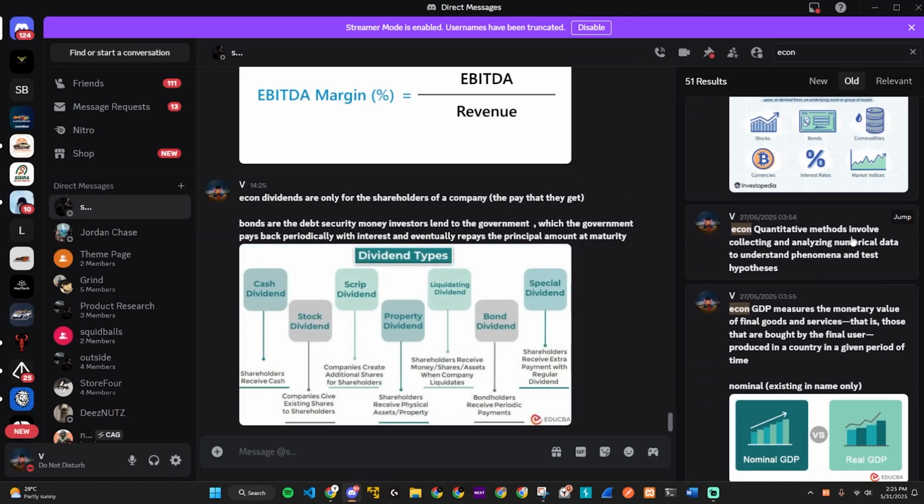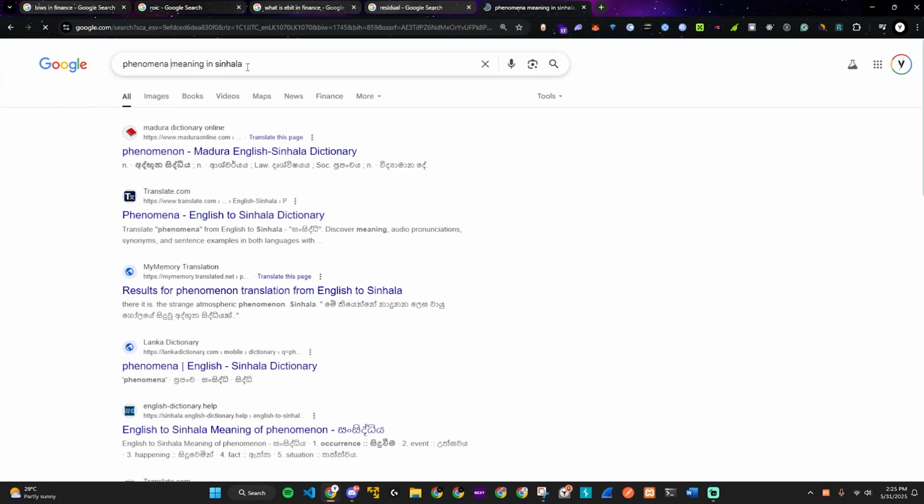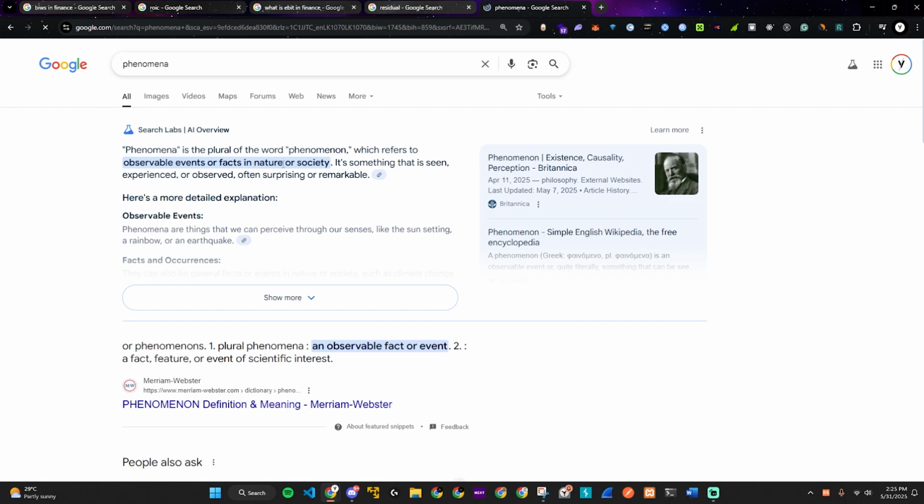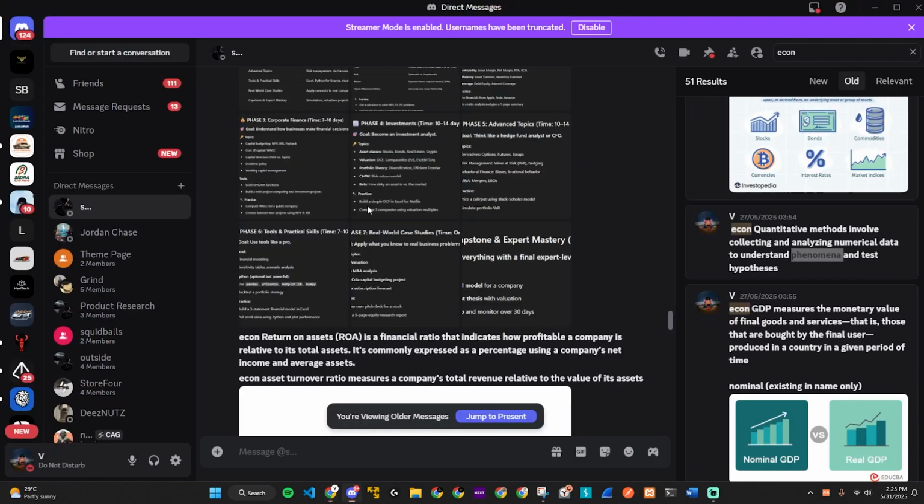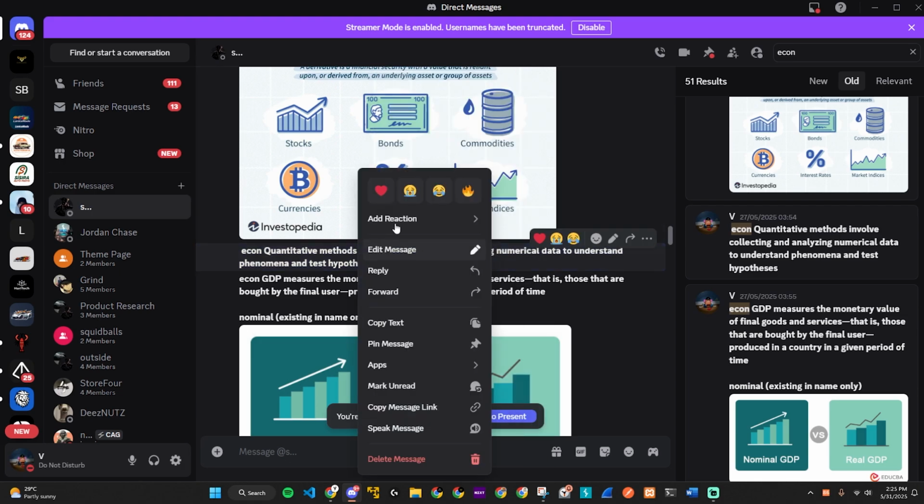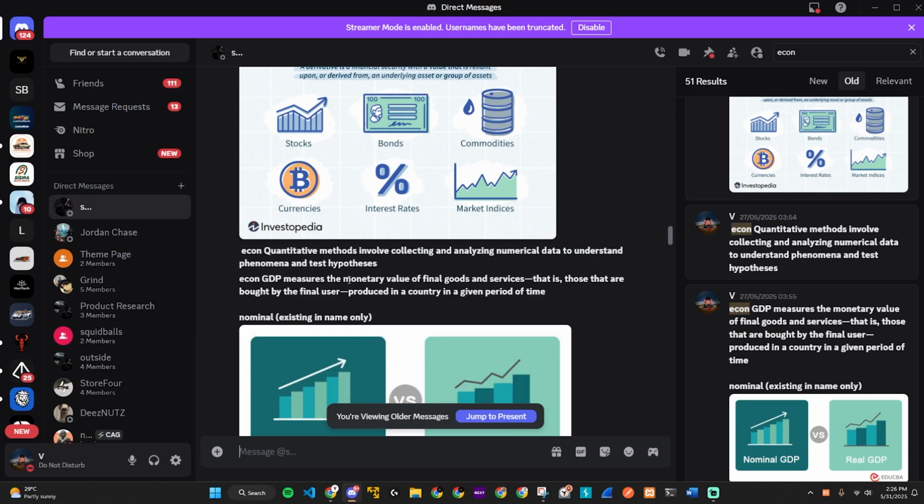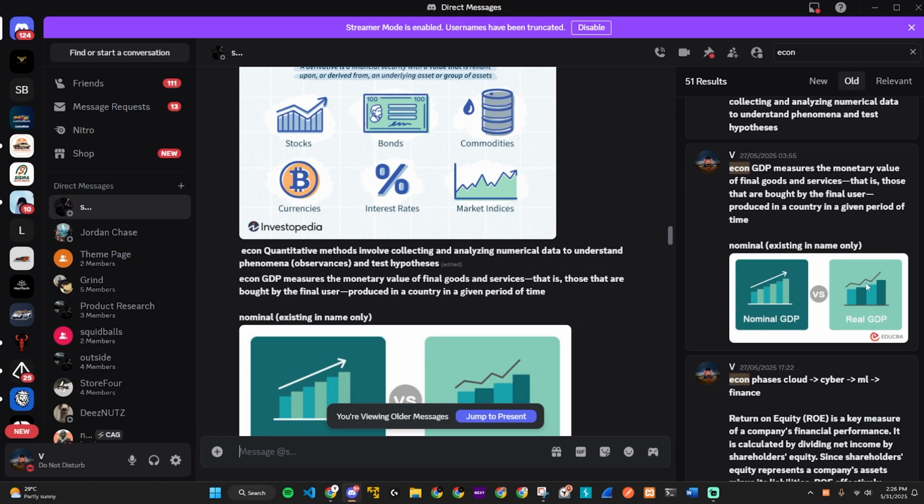Alright, so let's go to quantitative method. Methods involve collecting and analyzing numerical data to understand phenomena and test hypotheses, right? Phenomena is a sort of observable events or facts in nature or society, right? So it's like observances. Let's call it observances. Collecting and analyzing numerical data and understanding phenomena, observances. So it's basically like hedge funds or people who predict the future in finance.